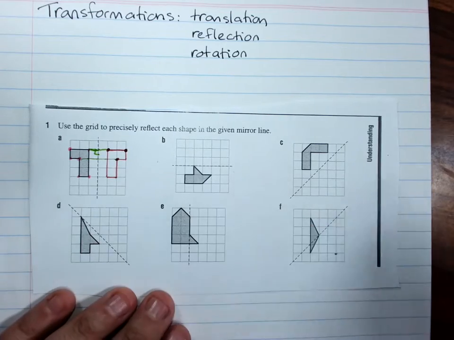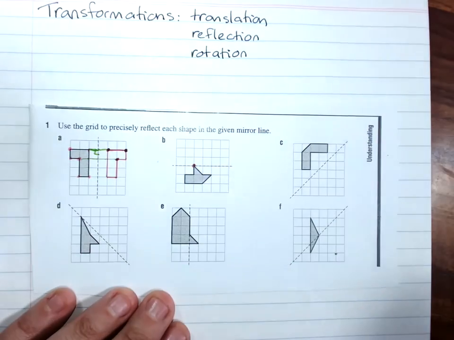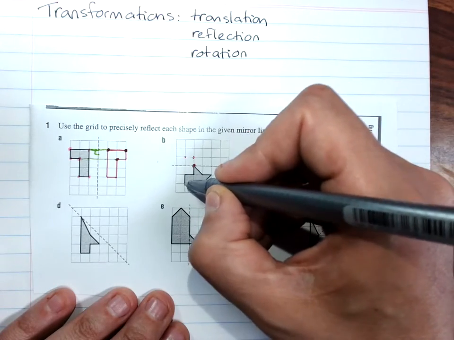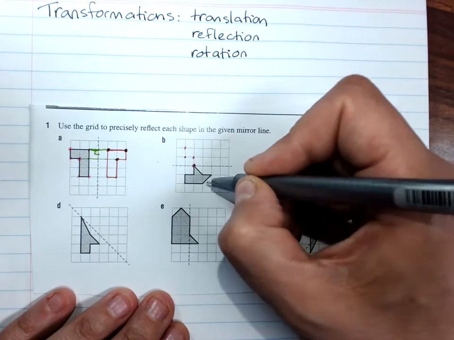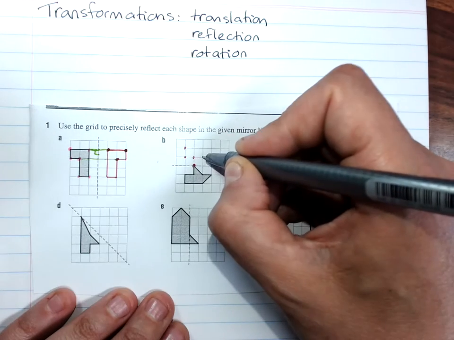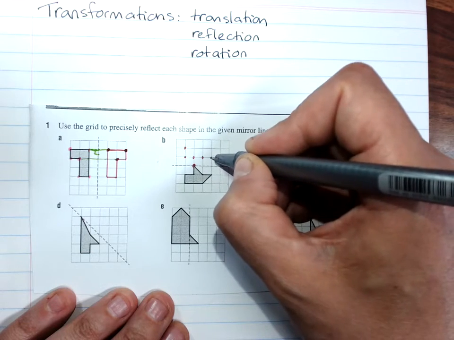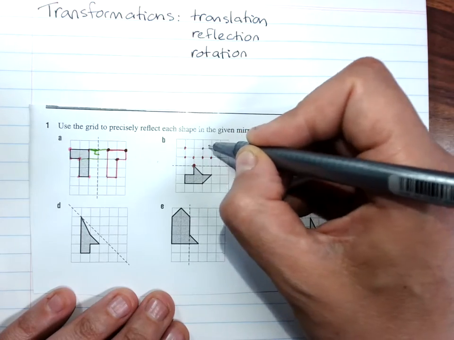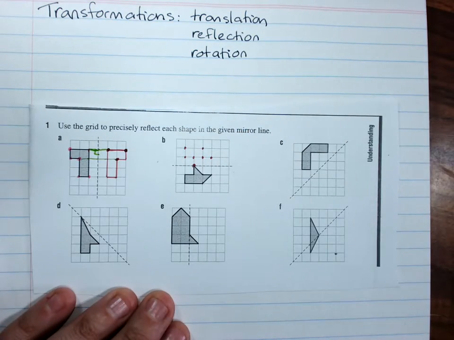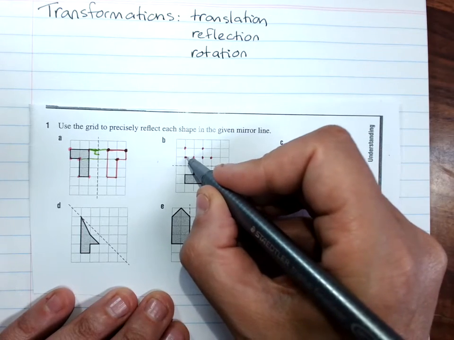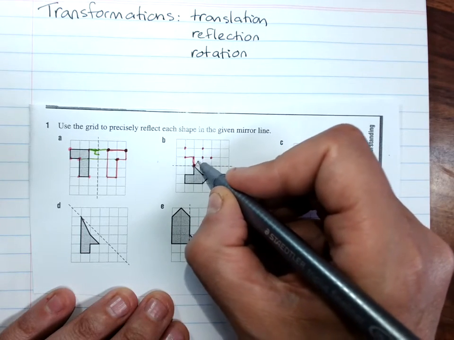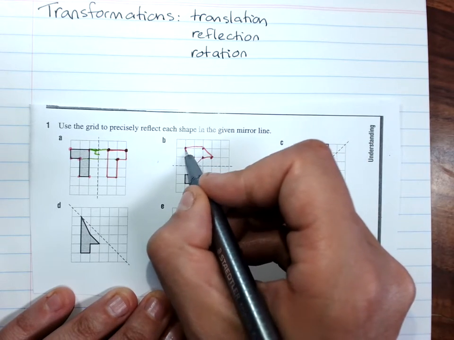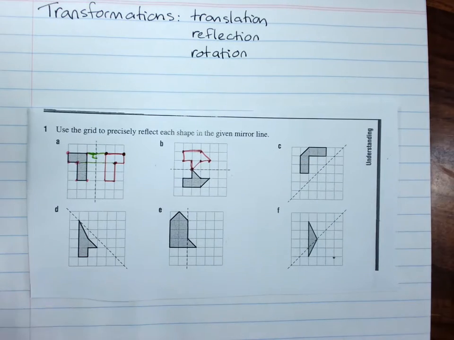Sometimes points are touching the mirror, and so that point stays exactly where it is. This point reflects to here, this point to here, this point, 1, 2 is going to come to there, this point comes to there, this point to there, and then you should have enough points that you can mirror image what's happening. Sorry about not using a ruler, I'm trying to have a bit of a faster video.